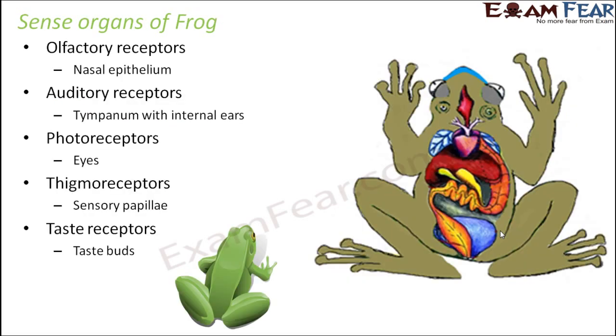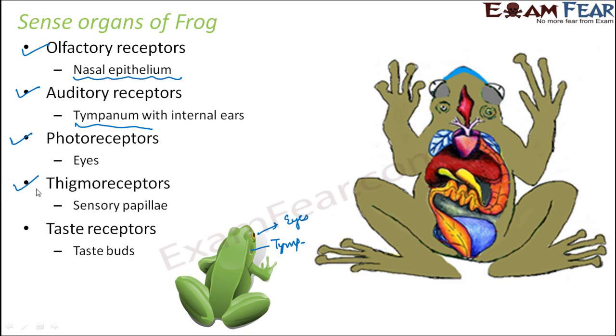The sense organs in frog are again quite well established. They have olfactory receptors in the nasal epithelium. If you look at their nasal epithelium, they have that ability to smell. Auditory receptors are present at the tympanum. I was talking about the tympanum, right? Just below the eye, you have this auditory receptor. Photoreceptors are very clear, that is the eyes.